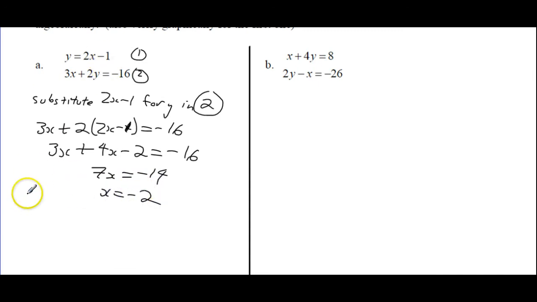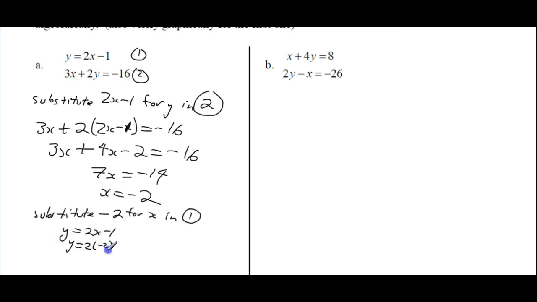What's y? Well, we're going to substitute negative 2 for x in equation 1. So y is equal to 2x minus 1. y is 2 times negative 2 minus 1. Negative 4 minus 1, y is negative 5. So my solution expressed as an ordered pair is negative 2, negative 5.